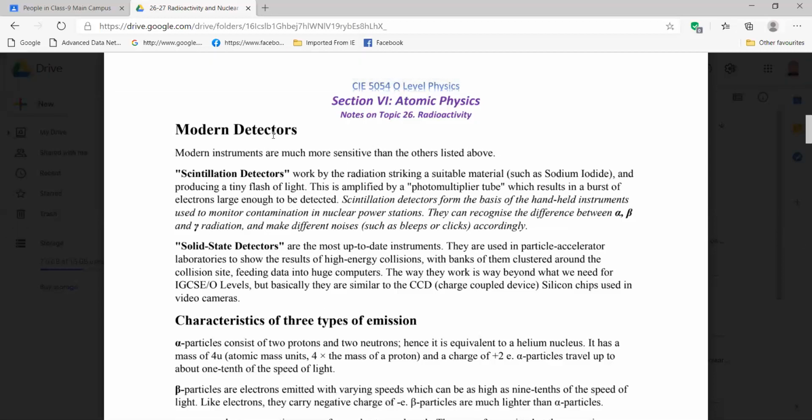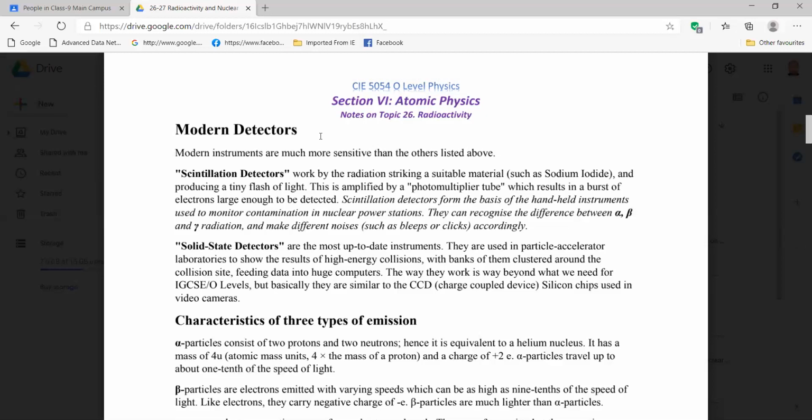Okay, let's continue with this one. Modern detectors. We have discussions on two modern detectors. We will just go through. Adnan, could you please read it? Your vocal is very good, MashaAllah. Read. Jazakallah. Modern detectors.